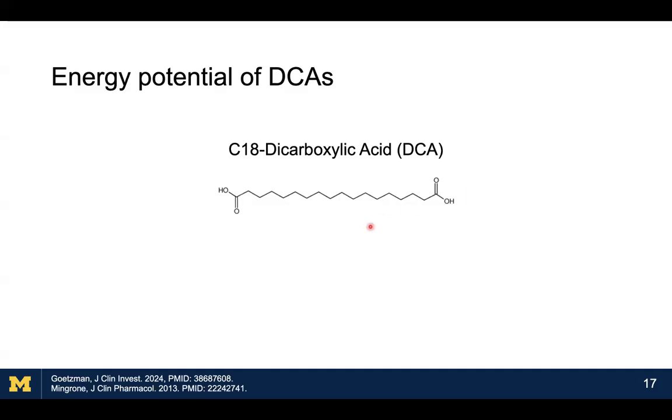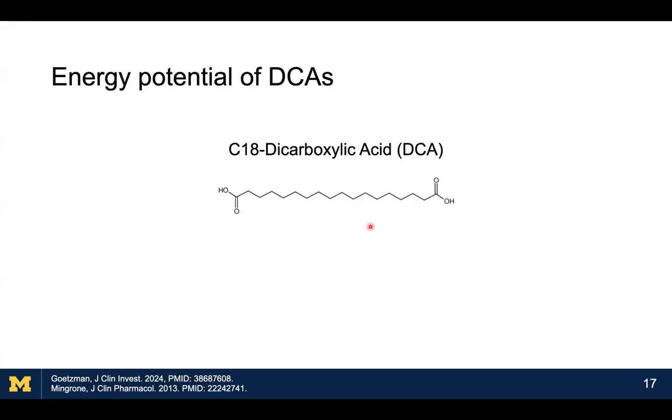DCAs also have a lot of energy potential, even though they almost seem too good to be true. They travel through the bloodstream really easily, and they're much more soluble than other fatty acids. They do provide a lot of energy to cells, which we've seen in those animal model treatments of obesity and type 2 diabetes.